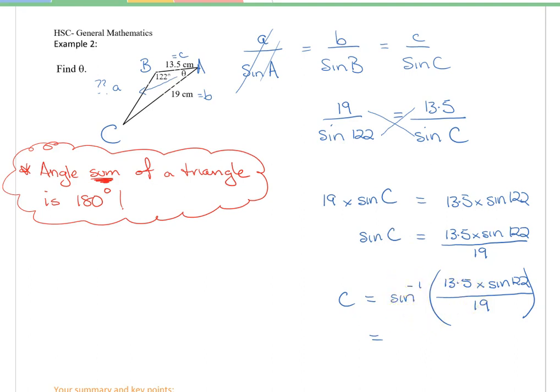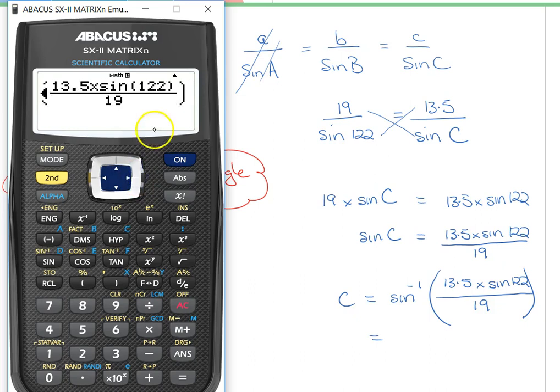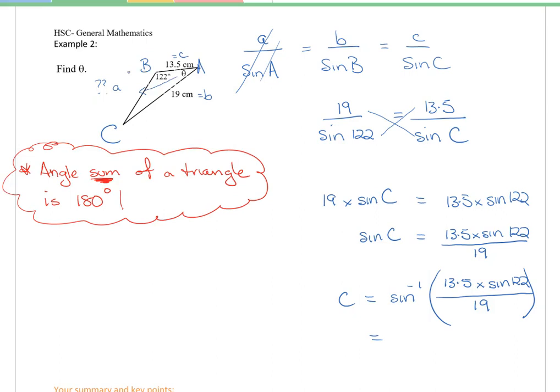So going then to my calculator, sine inverse, and I just show that you must make sure you close off all these brackets, even this big bracket here at the end, and we get 37 degrees. I'll just round it immediately to 37. Make sure your calculator is in degrees. So 37 degrees.